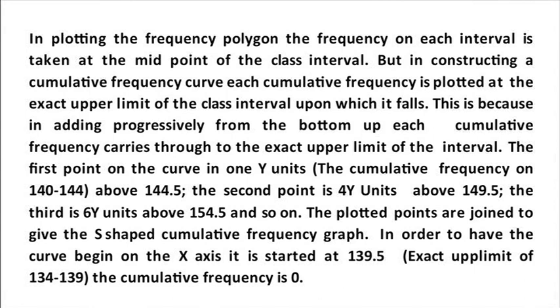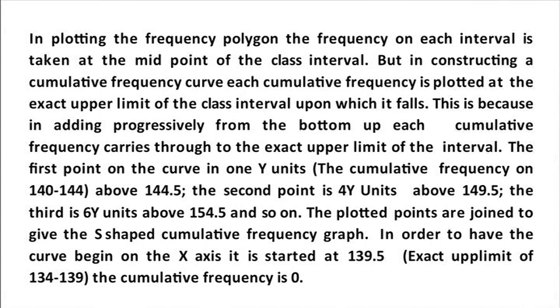This is because in adding progressively from the bottom up, I am saying bottom up, each cumulative frequency carries through to the exact upper limit of the interval. The first point on the curve is 1 y unit above 144.5. The second point is 4 y units above 149.5. The third is 6 units above 154.5 and so on. The plotted points are joined together, then an S-shaped cumulative frequency graph is obtained.